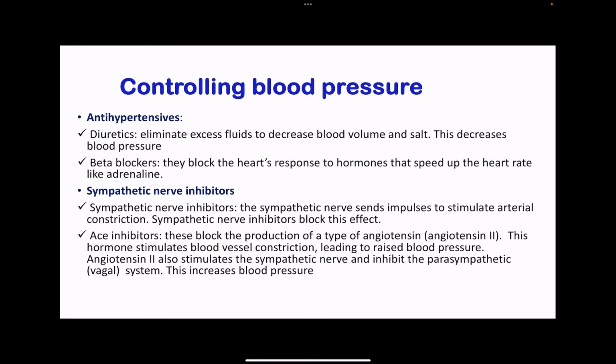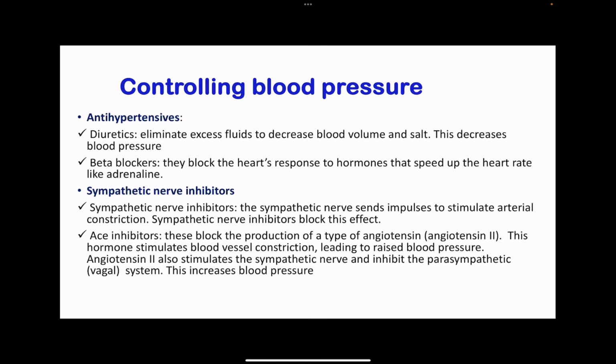The next one, we go to sympathetic nerve inhibitors. These are going to inhibit the action of the sympathetic nerve. The sympathetic nerve is the one that speeds up impulses to stimulate arterioconstriction. So the sympathetic nerve inhibitors are going to block this effect to prevent arterioconstriction.